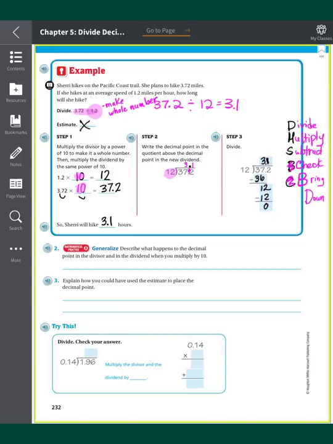So number 2, what happens to the decimal point when you multiply by 10? It moves one place to the right. Now we're going to do the next problem. Try this. Divide 0.14 divided by 1.96.